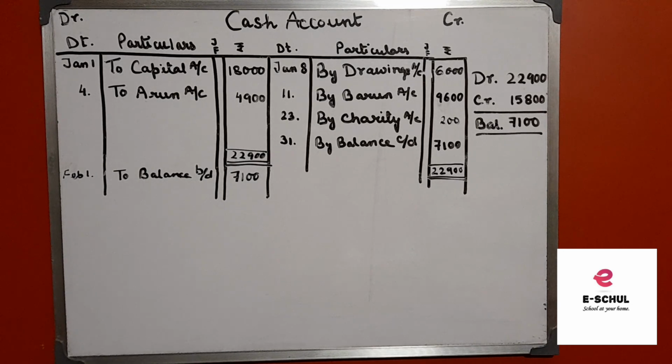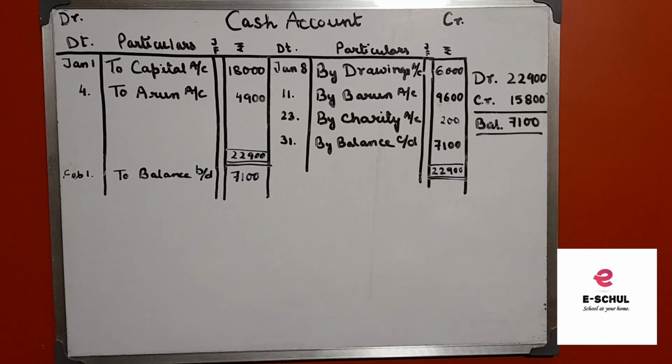The debit total comes to 22,900 and the credit total comes to 15,800 and the balance amount is 7,100. Now the higher amount will come into both side totals, that I have already written, 22,900 in double line, and the balance amount will come on the credit side where the amount is less.